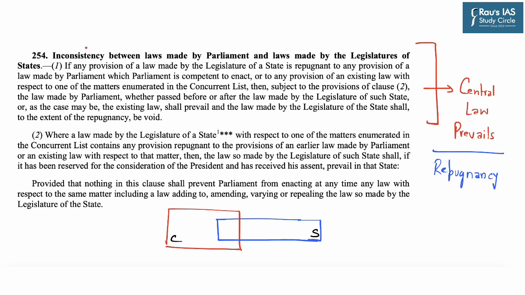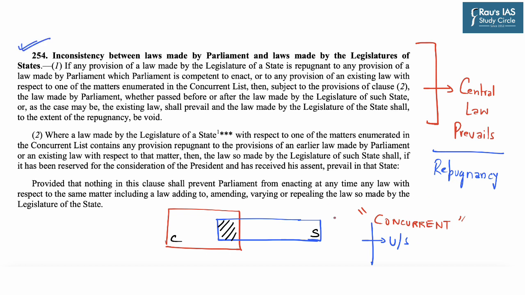Now let's look into the terms of Article 254. It talks about inconsistency of laws between central and states. At the first instance, if there is inconsistency between central law and state law, then generally it is the central law which prevails and the state law does not prevail. And this is with respect to the matters enlisted under the concurrent list, because under the concurrent list, both the union and states are entitled to make laws.